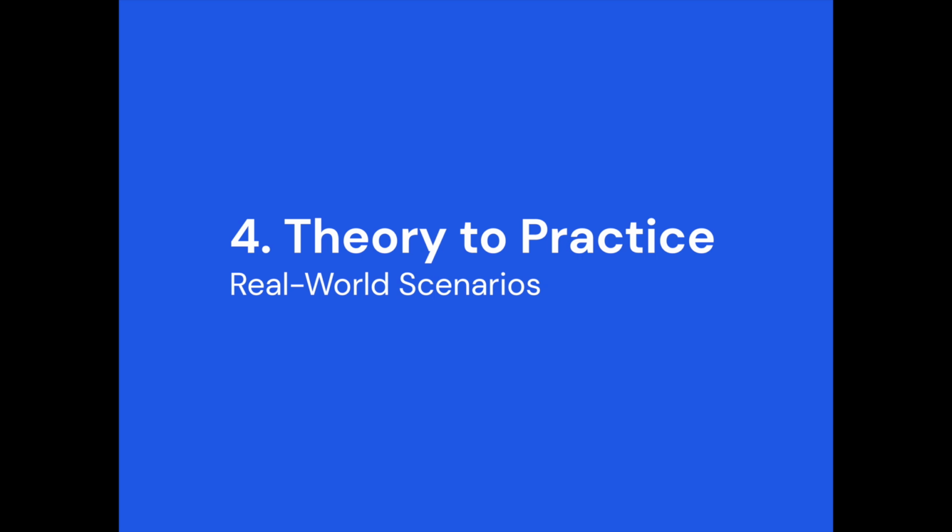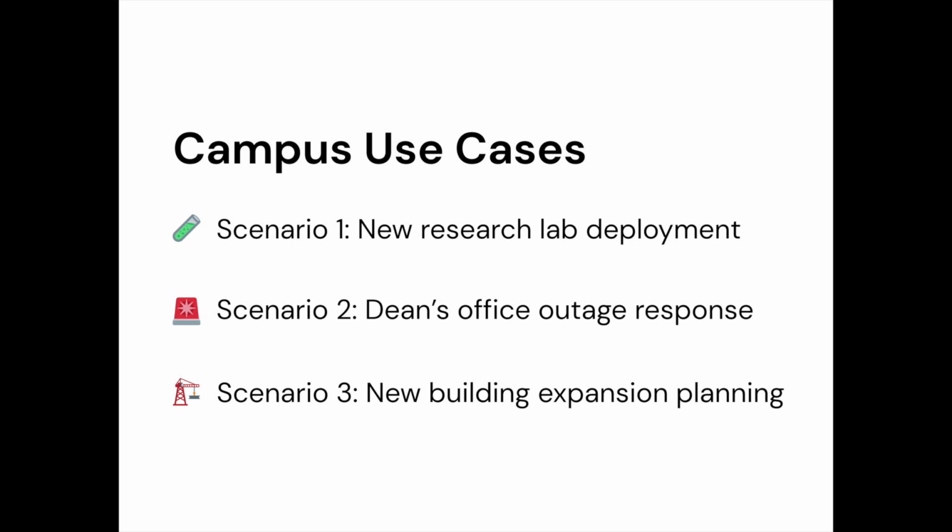Okay, so that's the theory. But how does this actually make your life easier day to day? Let's walk through a few real-world scenarios that you've probably dealt with more times than you can count. Okay, scenario 1. A new research lab needs 20 high-performance connections, and they need them yesterday. With Zonedge, you plan the fiber assignments and document every single connection before a single cable is pulled. Or how about this one? It's Monday morning and the dean's office is down. Instead of a frantic campus-wide search, you just instantly trace the fiber's path on the map, pinpoint the failure, and send a tech to the exact location.